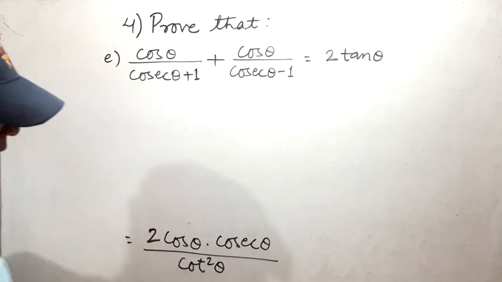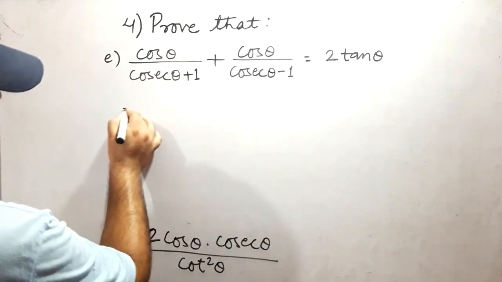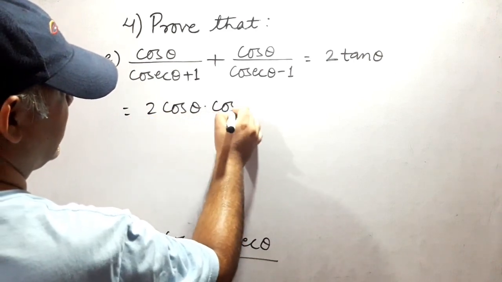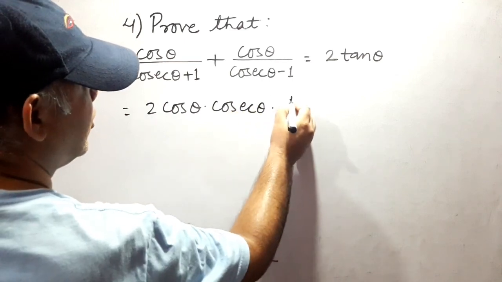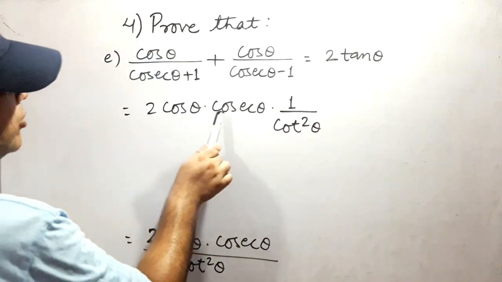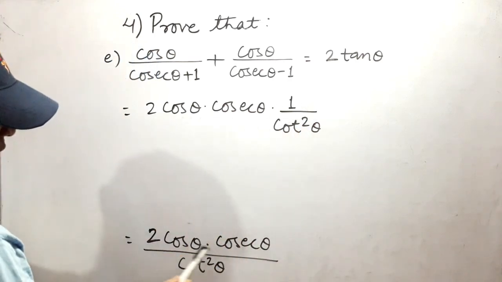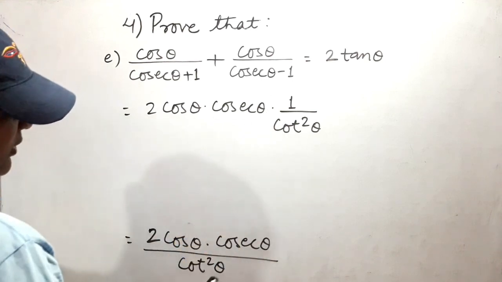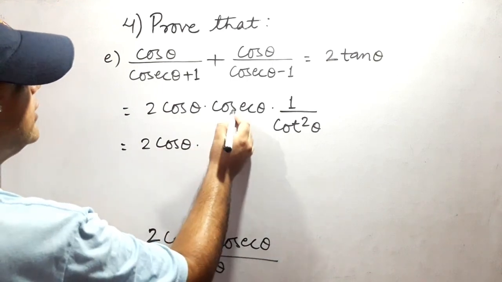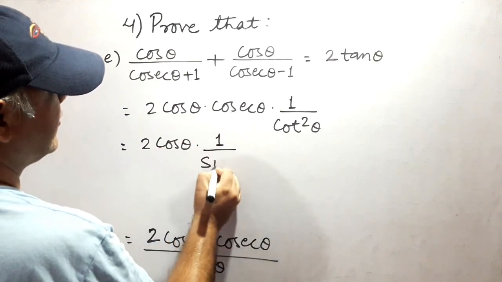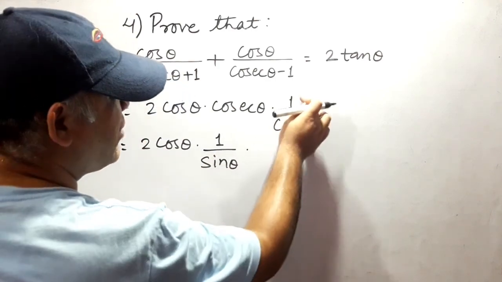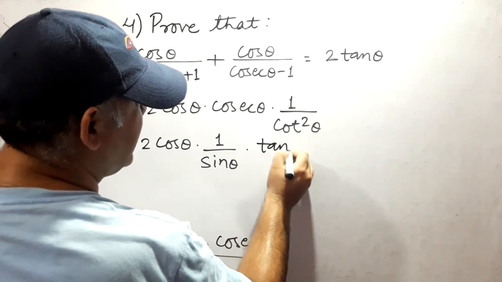Continuing from here, let's separate this cot square theta. 2 cos theta into cosec theta into 1 by cot square theta. Since 2 cos theta into cosec theta into 1 is the same, 2 cos theta cosec theta by cot square theta. Now 2 cos theta into cosec theta can be written as 1 by sin theta into 1 by cot theta, it will be tan theta. So 1 by cot square theta can be written as tan square theta.